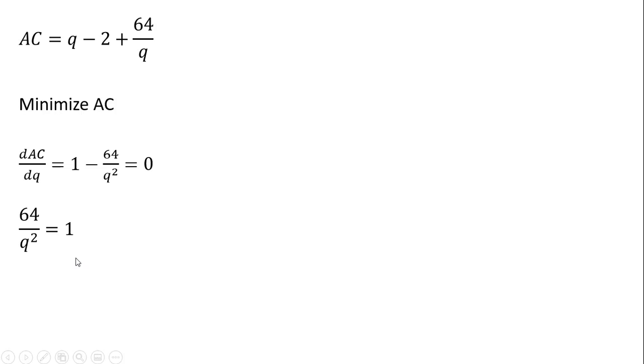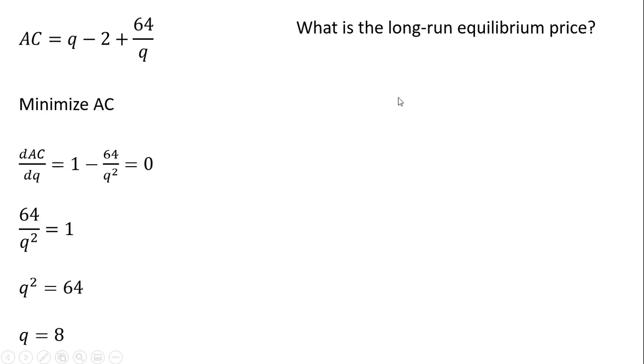So moving some things around, we get Q equals 8. So at 8 units of output, the firm is minimizing the average cost of production, the per unit cost of production. What is the long-run equilibrium price?